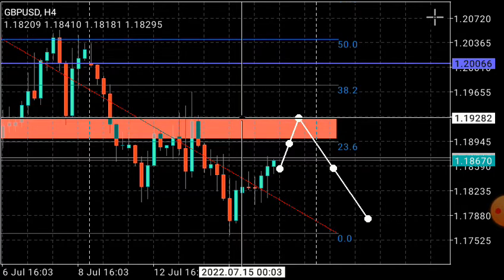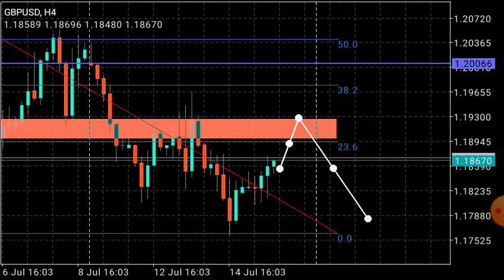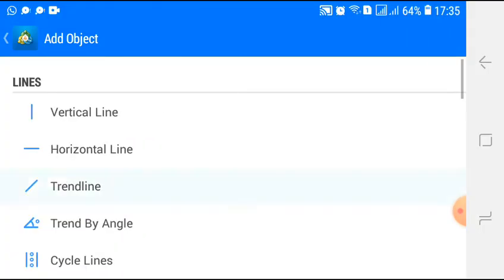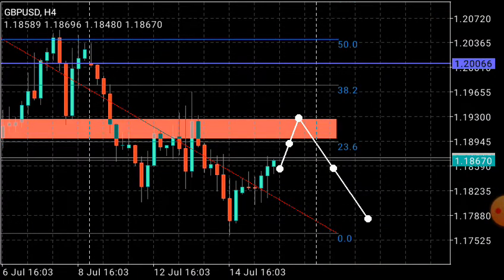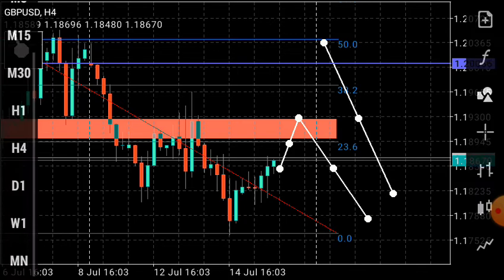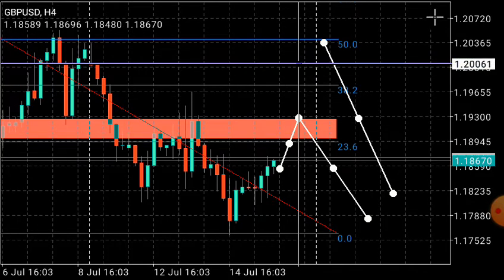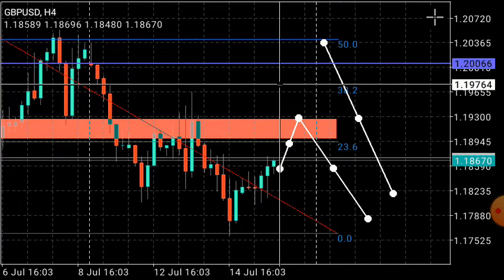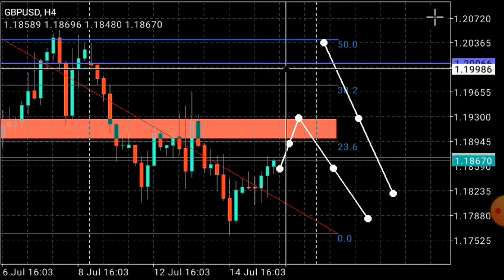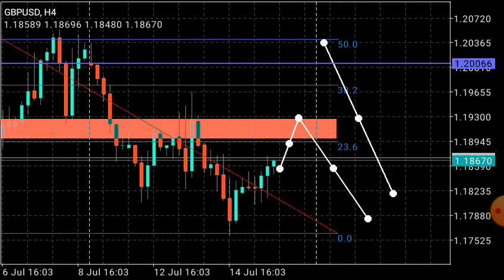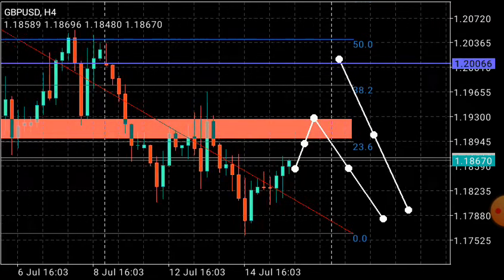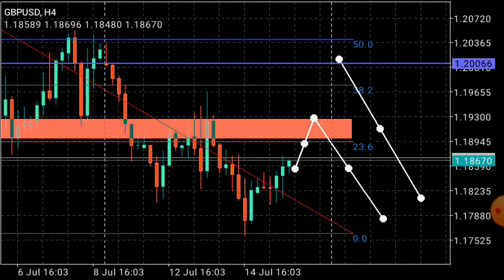The zone at $1.19282 region. Also, I think it could test this 50% zone, the area between $1.266 region. That's where I think the market could test, and then that's where we'll take our sales from there.